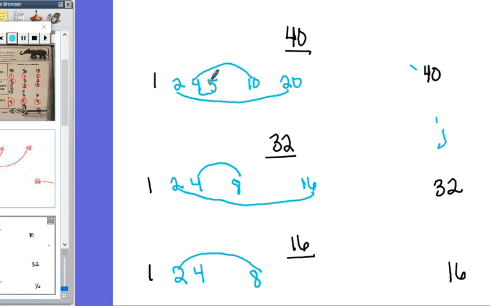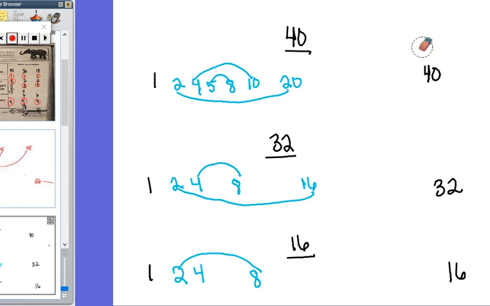Or sorry, excuse me. I was thinking 20 in my head. 5 will go into 40 though, that's what I was trying to do. So that will go in there 8 times, so 5 times 8 is 40. 5 won't work for 32, or 16.